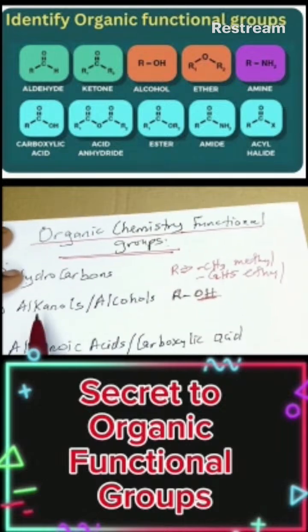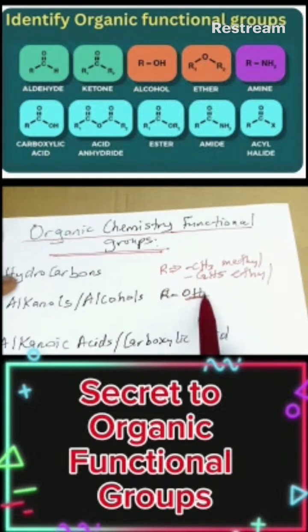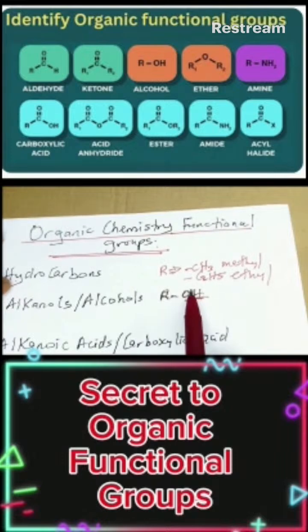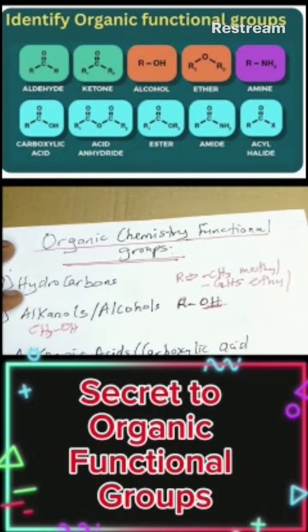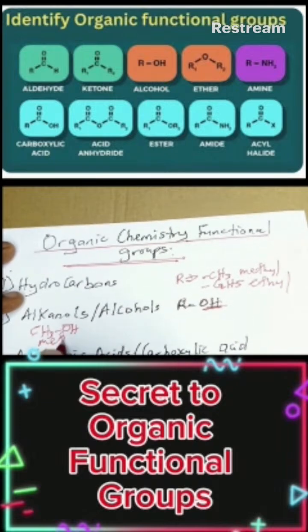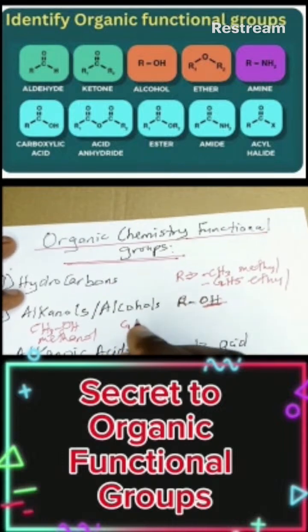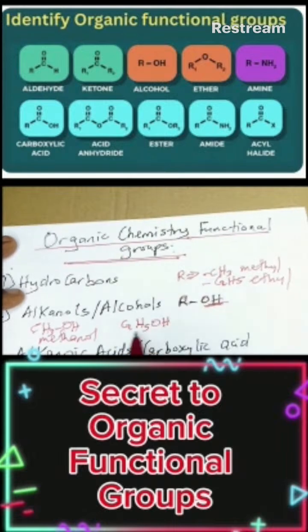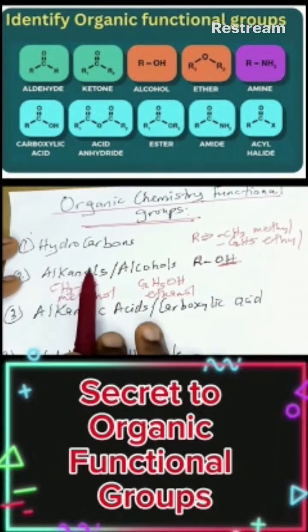Next one, alcohols, also called alkanols. When you see this OH group joining with any alkyl group, it's an alcohol. Example, when you have CH3OH, because it has 1 carbon, it is called methanol. If you have C2H5OH, because there are 2 carbons here, it is called ethanol, and it goes on and on like that. That's that about the alkanols, generally called alcohols.